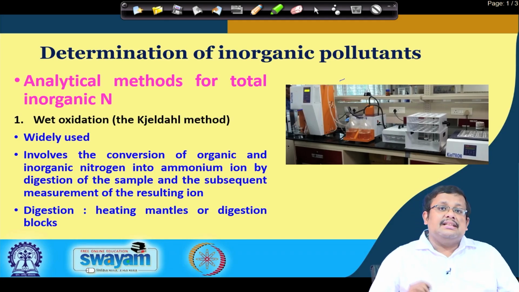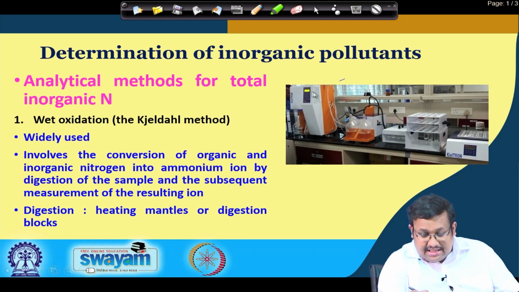And for digestion, it also has auxiliary heating mantles or a digestion block. As you can see in this picture, this is the distillation unit of the Kjeldahl apparatus, and this is the digestion unit with block digesters. This is basically the block digestion process. So, the digestion of the samples occurs in this block digestion chamber. So, this is how wet oxidation by the Kjeldahl method is performed.